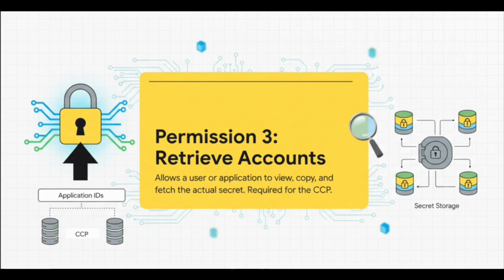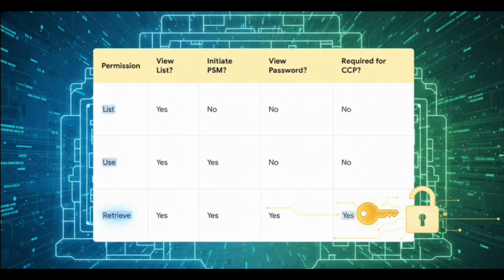And finally, the big one, the one we've been waiting for: retrieve. This permission is the golden ticket. It allows an identity, whether it's a person or an application, to see, to copy, and to programmatically fetch the actual secret in plain text. This is the key. Your application ID must have the retrieve permission on any accounts it needs to fetch through the CCP. This table here really brings it all home.